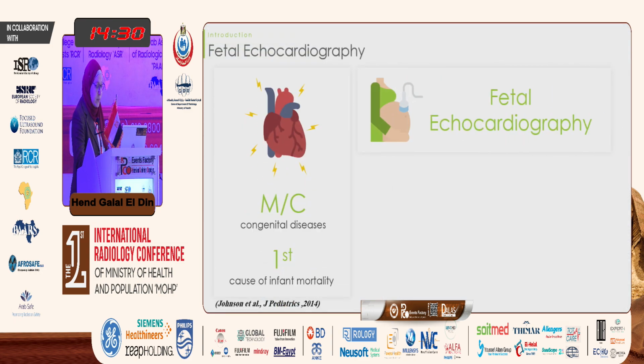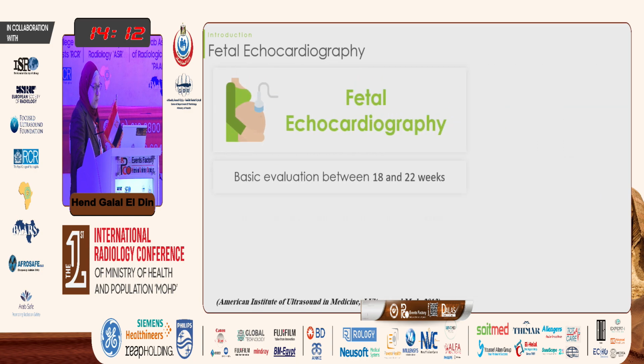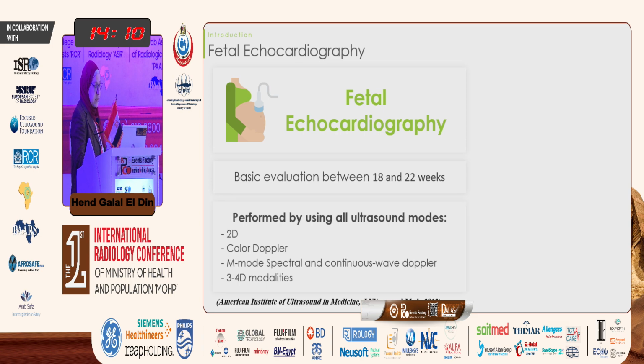Without doubt, congenital heart disease is the most common congenital abnormality and the first cause of infant mortality. Fetal echo is still, and will be, without doubt, the method of choice to visualize fetal congenital cardiovascular abnormality. Its basic evaluation occurs between 18 and 22 weeks, performed by 2D probe, color Doppler, M-mode, and can add 3D or 4D modalities.